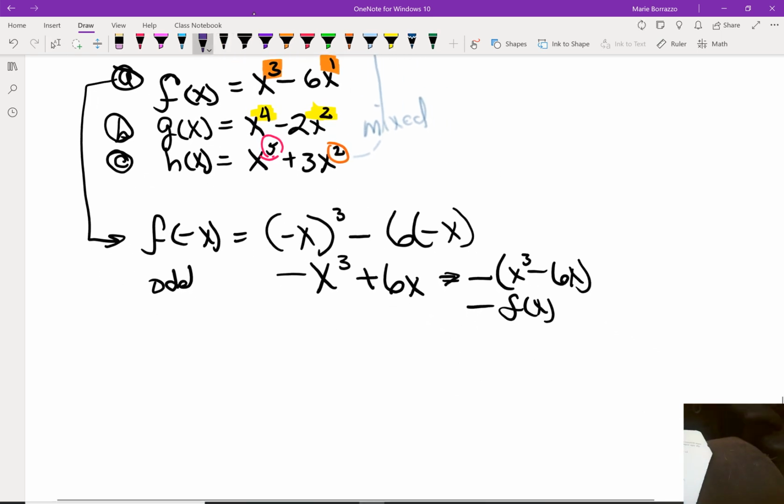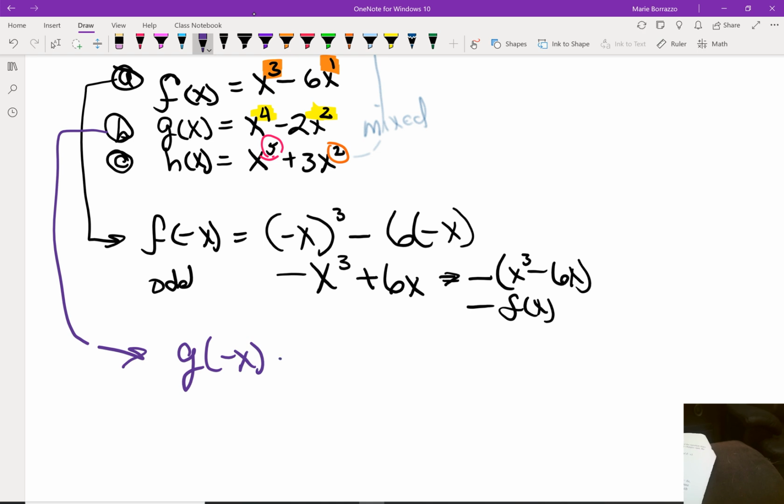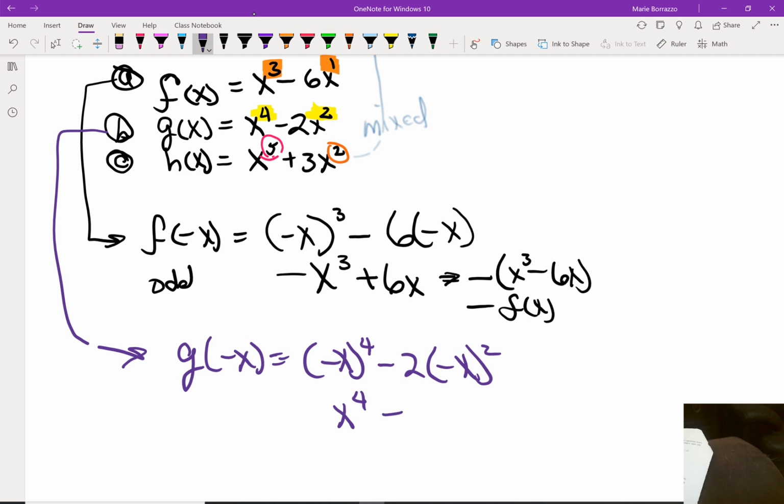And if I were to do the same thing with part B, if I do g of negative x, this is equivalent to the same function because negative x to the fourth minus 2 times negative x to the second is going to yield me the same function. It's going to yield me x to the fourth minus 2x to the second. It's the same function. That's how you know this is even.